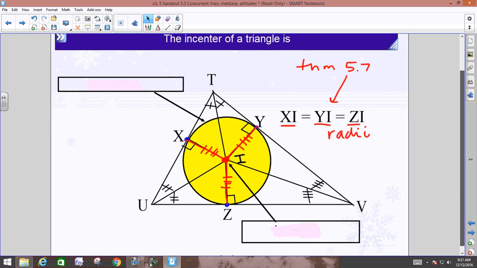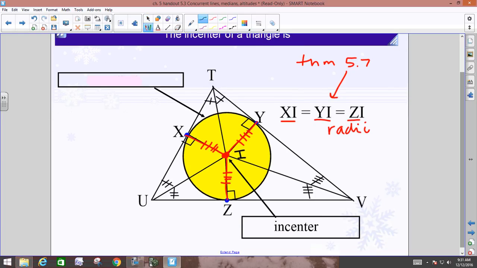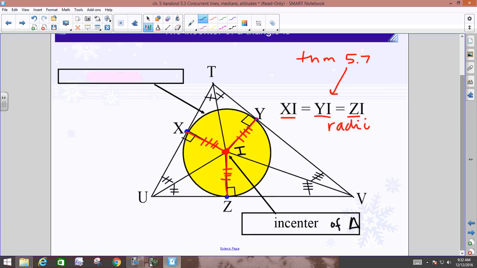So point I is called the incenter of the triangle, which is also known as the center of the circle. Incenter of a triangle is the same as the center of the circle that can fit inside of it. I would say that this is an inscribed circle because it's on the inside of the triangle. You're going to use theorem 5.6 and 5.7 to find the centers of circles, depending on if the circle should be on the inside or the outside.